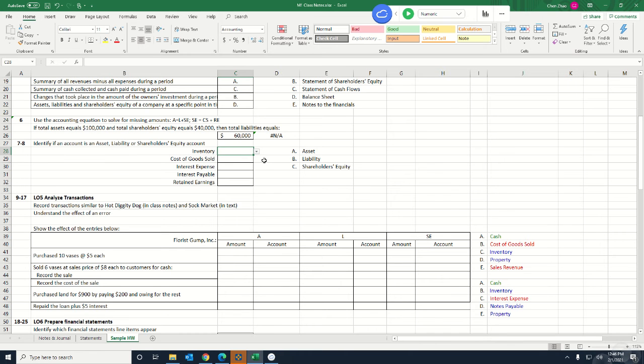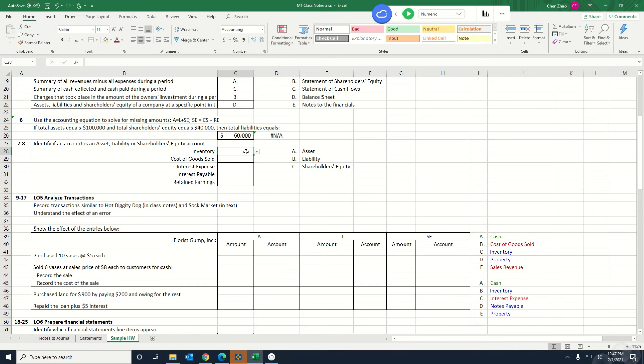Remember, what is asset? Asset is something, what is that? Economic resource that you can use, right? If you buy a car, you can drive the car, you can fix the car. But if you finance the car, the ownership of the car is not completely yours. So asset is anything that you can use for your business. And then liability is what you owe, and shareholders' equity is your complete ownership.